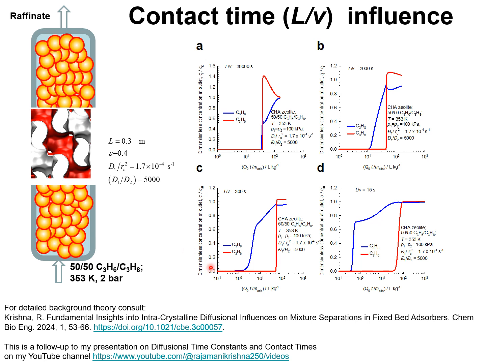So in summary, the extent of roll-up that is experienced in a fixed bed adsorber is influenced by a variety of factors that include the extent of diffusional influences, quantified by the parameter D1 divided by the square of the crystallite radius, the contact time between the gaseous mixture and the crystals, and the composition of the feed mixture.